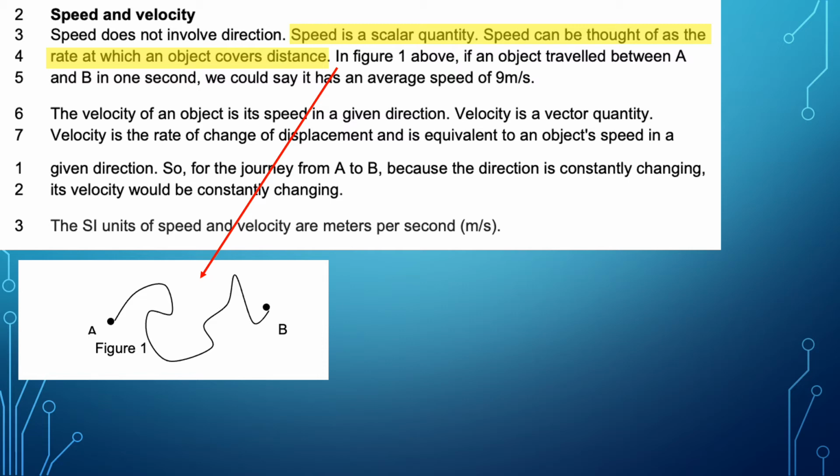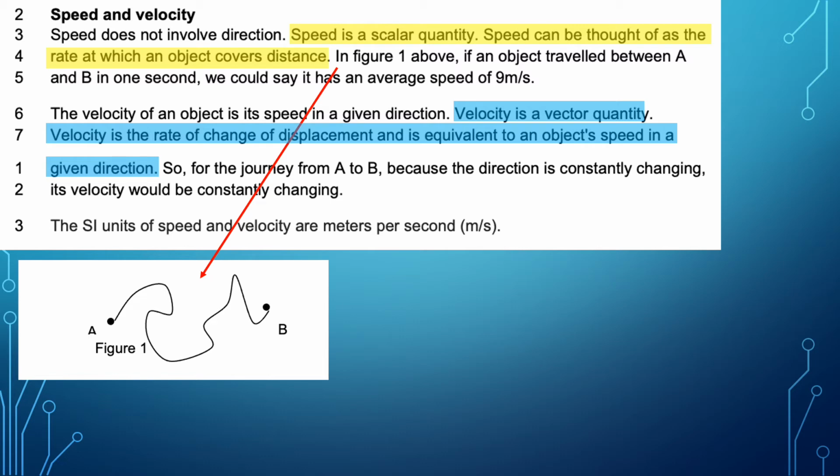So that's your speed. If we're talking about velocity, velocity of an object is its speed in a given direction. So velocity is a vector quantity, so that should be easy to remember, vector velocity. And velocity is the rate of change of displacement and is equivalent to an object's speed in a given direction. So here's where it gets a little bit confusing because velocity and speed can essentially be the same thing, except that velocity has to have a given direction. That's why it says it is equivalent to an object's speed in a given direction.